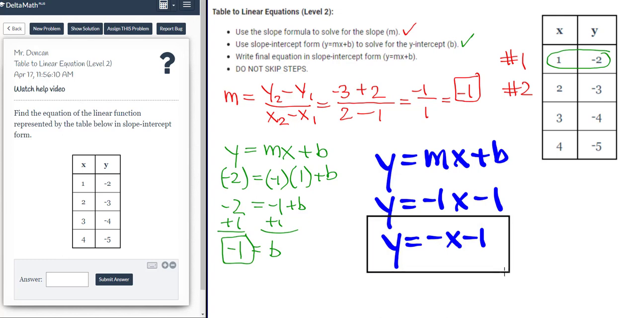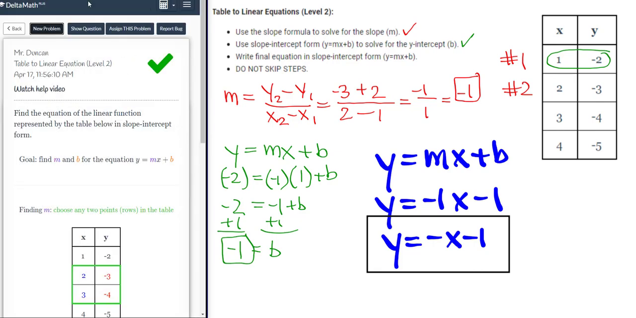But I'm pretty sure Delta Math is forgiving. So if you put negative 1x minus 1 or negative 1 over 1x, it's probably still going to give that to you as right. All right, let's get some feedback. y equals negative x minus 1. Green check mark, good. Go on to the next question. Red X, stop. Please find your mistake. Remember, mistakes are okay. It's part of the learning process.